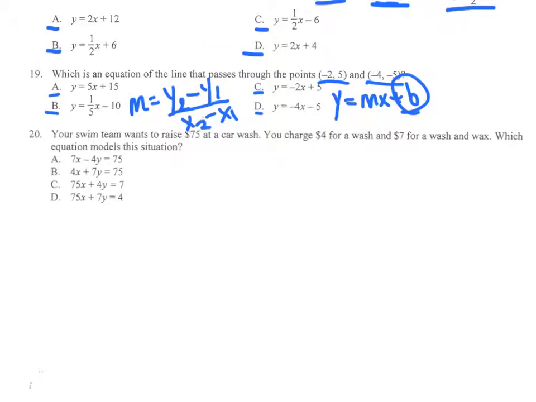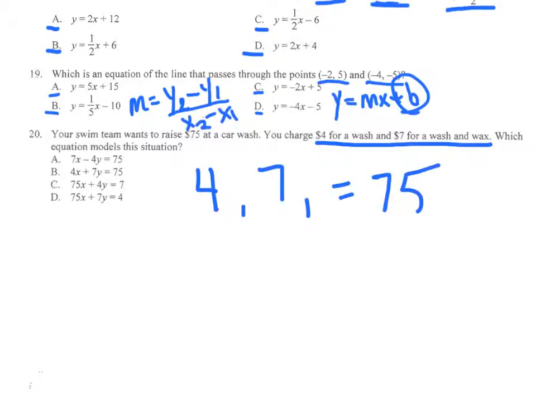Number 20, your swim team wants to raise $75 at a car wash. You charge $4 for a wash and $7 for a wax. Okay, so which equation, A, B, C, or D here, would best model that? So it's $4 for a wash, okay, $7 for a wax, and altogether you're going to need it to equal 75 bucks, right? Remember, make sure you hit pause and take some time to work it out.